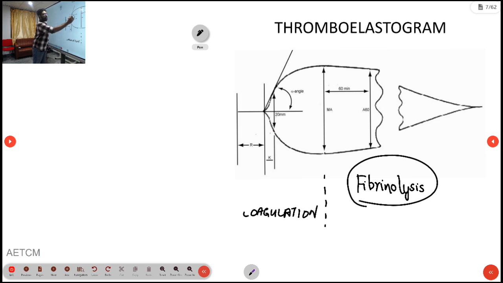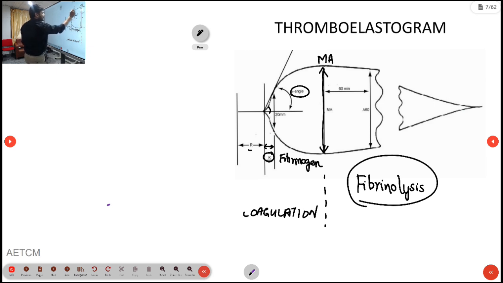So the alpha angle and the K time, both are dependent on fibrinogen. In this diagram, we should know a few things. One is the R time, then the K time, then the alpha angle. This angle is called the alpha angle. Then this one is the maximum amplitude.